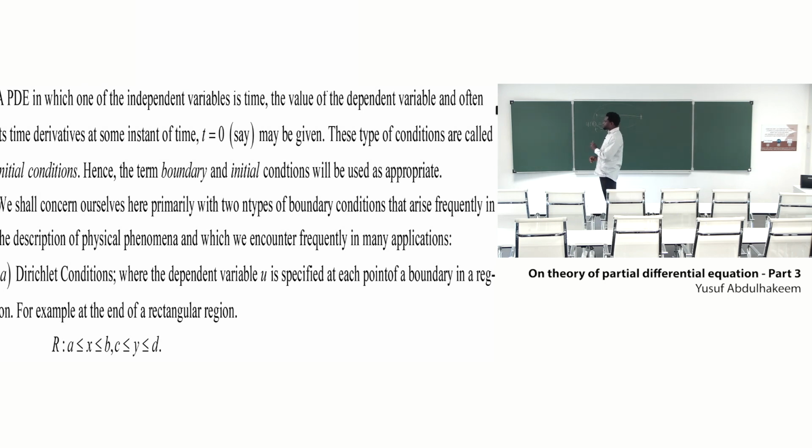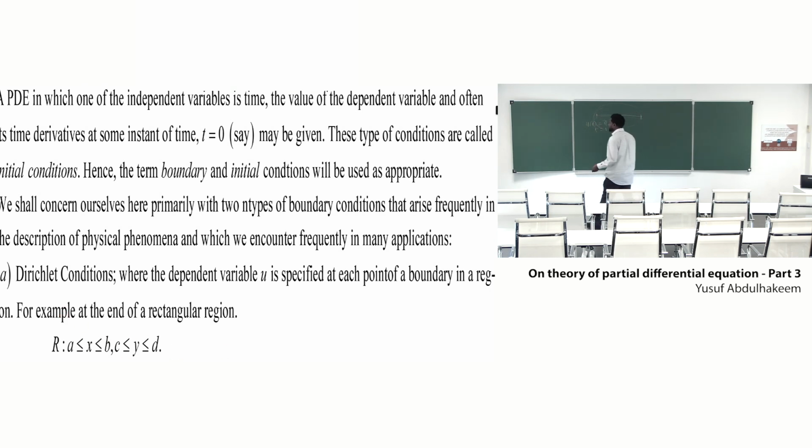So the first one here is the Dirichlet condition, where the dependent variable u, that is the unknown function, is specified at each point of a boundary in a region. For example, at the end of a rectangular region. Let's look at this rectangular region where a is less than or equal to x, and x is less than or equal to b, and c is less than or equal to y, and y is less than or equal to d. So this is an example of a Dirichlet boundary condition.